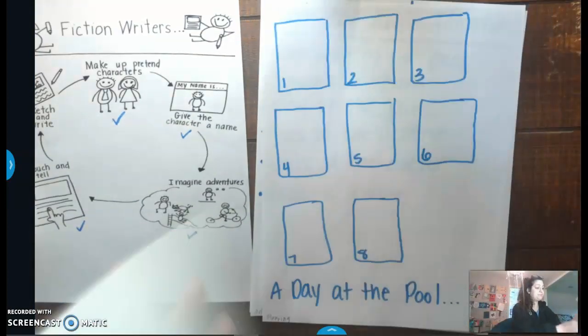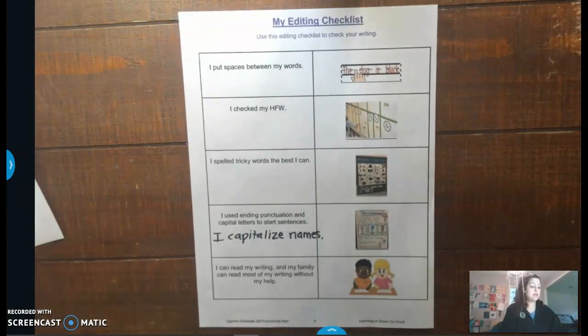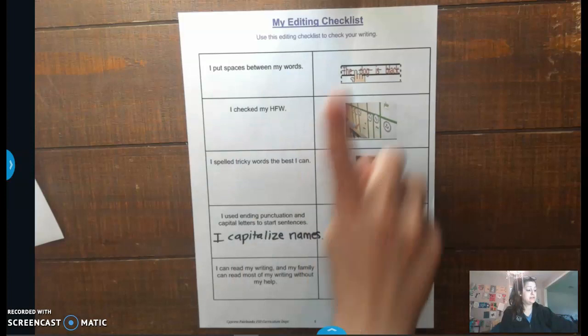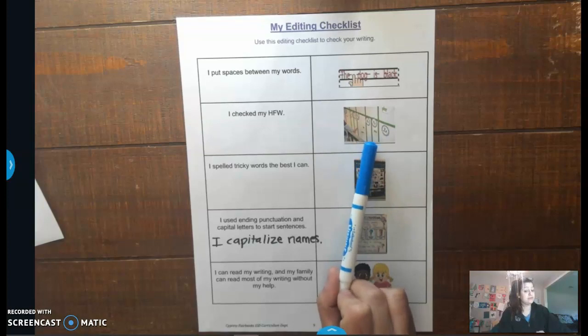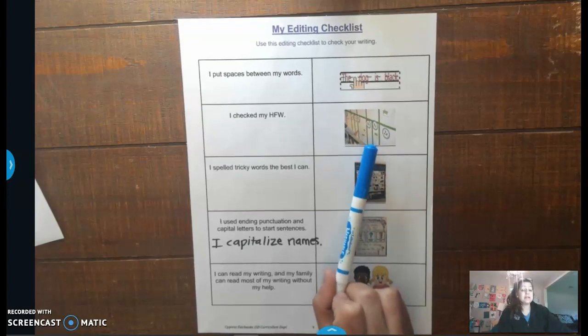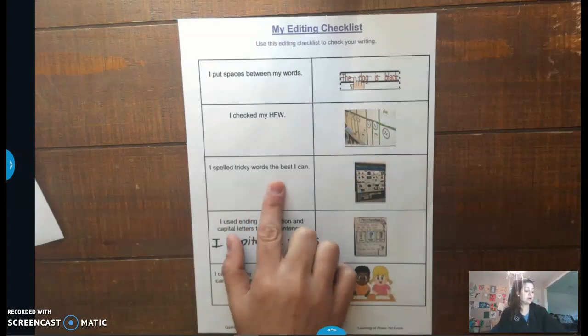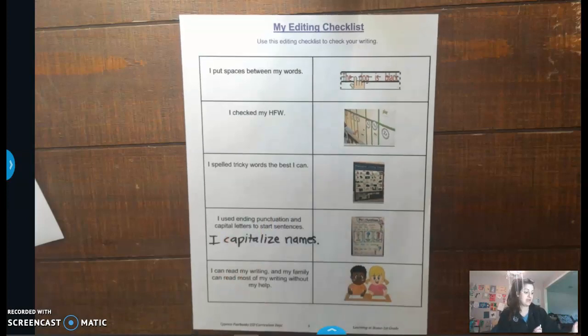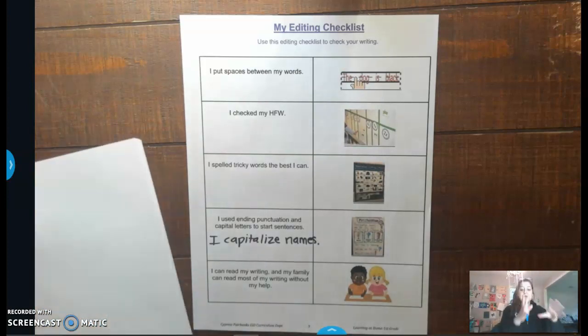7 and 8. Okay, let me get these out of the way, our writing editing checklist. So some things that we need to remember. Here's my editing checklist. I put spaces between my words, finger spaces between your words. I checked the spelling of my sight words. I sent you your sight word and sound word wall. You should be using that to help you. I spelled tricky words the best I can. Here we have our linking chart with our consonant clusters, those digraphs and blends.